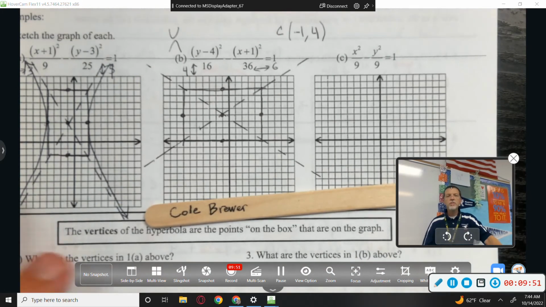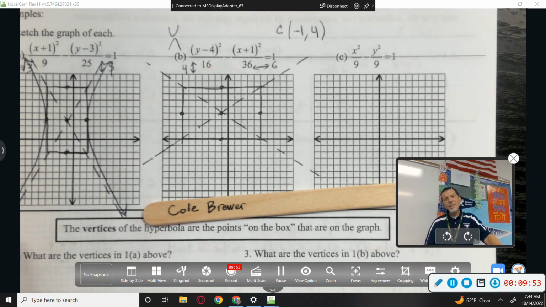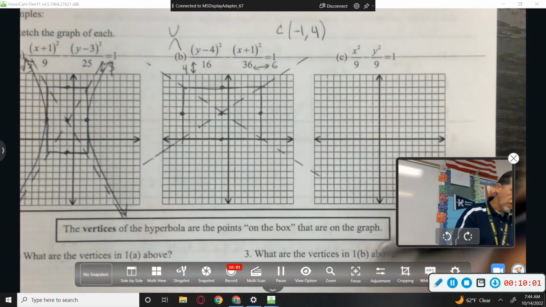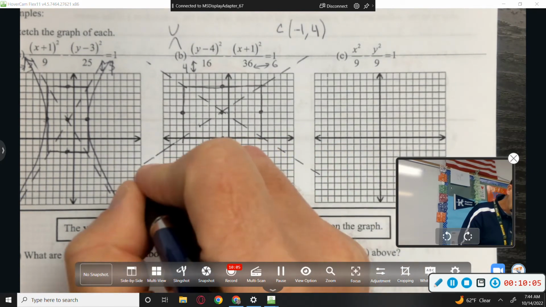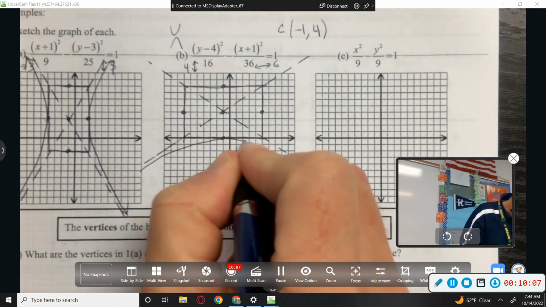Okay, we're close. Cole, last thing. Draw them up and down or left and right? Up and down, because we said earlier, y comes first. This is going to be up and down. So this one's another really wide hyperbola.